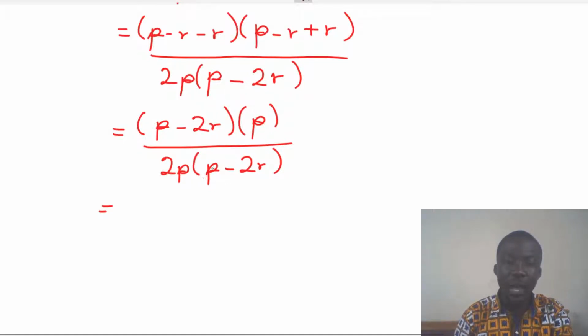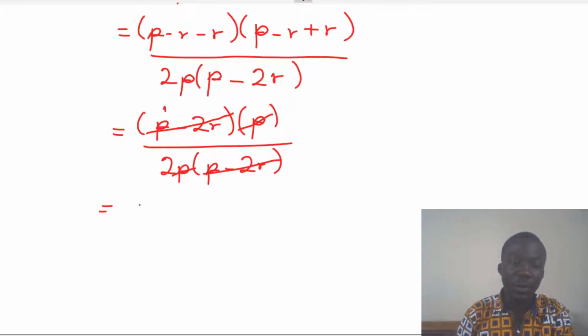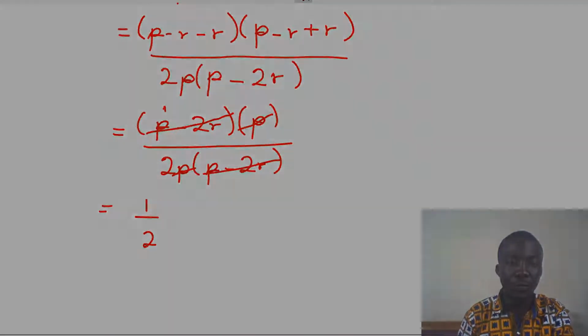P minus 2r can cancel p minus 2r at the numerator, and this p at the numerator can cancel the p at the denominator. So at the numerator side we will be left with 1, and at the denominator we have 2. So our final answer will be 1 out of 2.